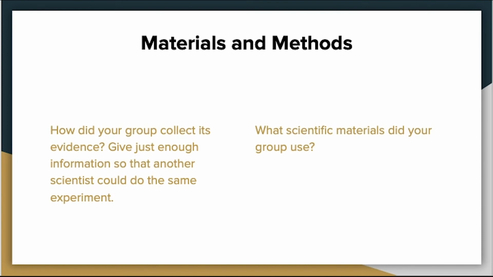The next slide is where you tell people how you did your research project. You want to give just enough information that another scientist could do the same experiment and include any scientific materials you used. You don't need to include things like pencil and paper because those are well-known items.